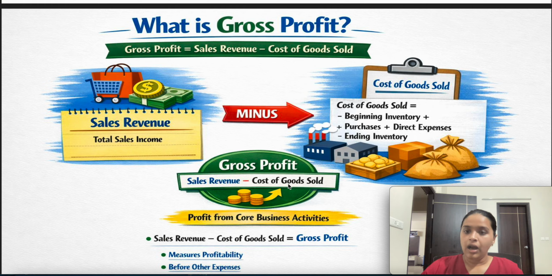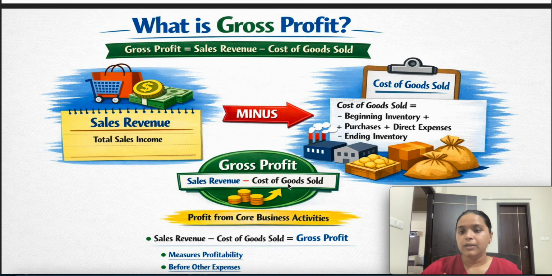So the question is how we are able to calculate the cost of goods sold. What is the formula of the cost of goods sold? It is opening inventory plus purchases plus any direct expenses that you have incurred, like wages of the labor, carriage inwards, freight, or any other direct expense, depending upon the business, minus closing inventory. That is the cost of goods sold. It means how much you have paid for the purchase of the inventory. So for gross profit you have to calculate sales revenue minus cost of goods sold.